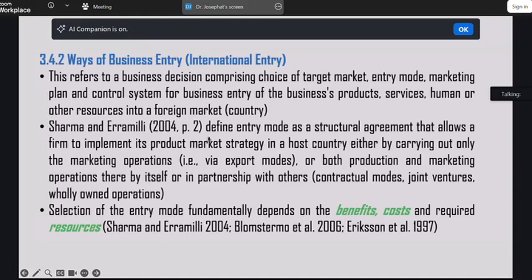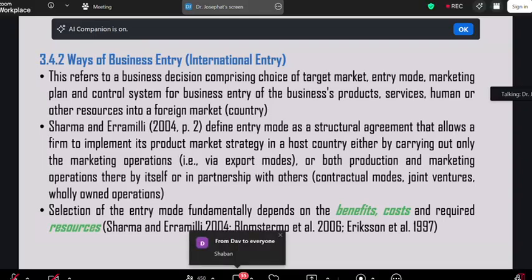So, ways of business entry in international market. This will always refer to business decisions, comprising choice of the target market, entry mode, market plan, and the control systems for business entry of the business product, service, or human or other resources into a foreign market. That means in a foreign country.